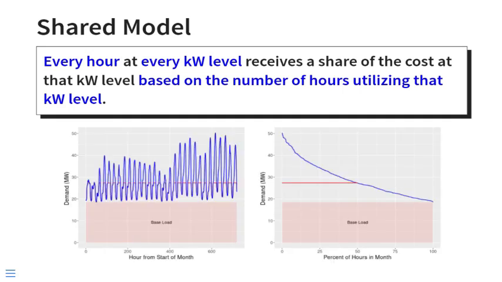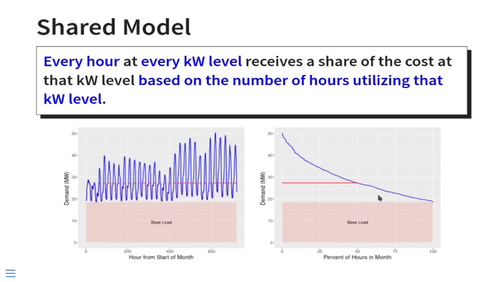We've examined what happens at the peak with 2 hours and the base load with every hour, but what happens when only 50% of the hours utilize a particular level? Here you see the two curves. One is the monthly demand curve and the other is the monthly duration demand curve. And what I've done is I've drawn a red line at the 50% level on the duration curve. All hours that are represented to the left on this red line utilize that level. You can see them over on the time series over here.